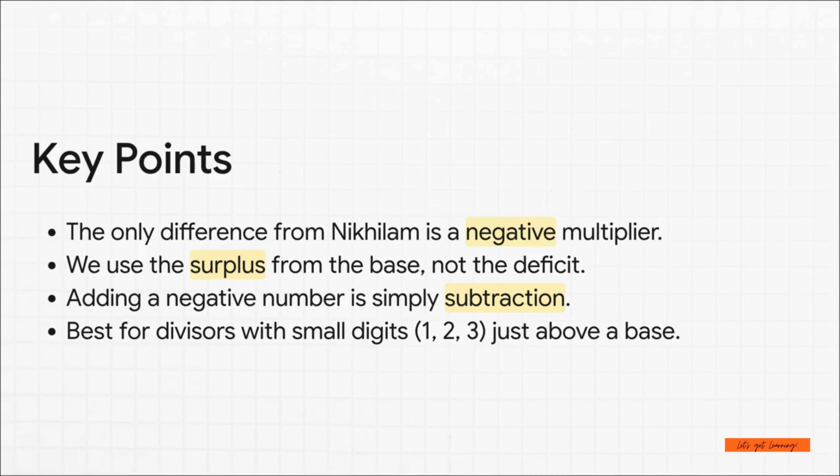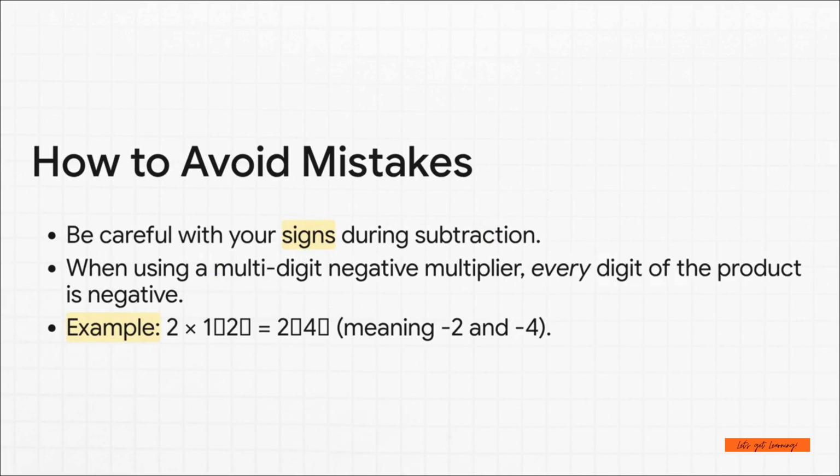So let's just quickly recap the main takeaways here. This whole thing is really just a mirror image of the other method we learned. The only big difference is that we use the surplus from the base, which makes our multiplier negative. And that means our main action becomes subtraction instead of addition. As you can see, it's crazy efficient for divisors with small digits just above a base, like 11, 12, or 103. Now, here's the one place you have to be a little careful, the signs.